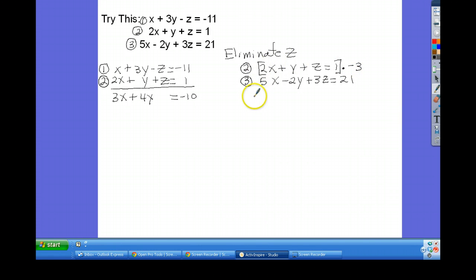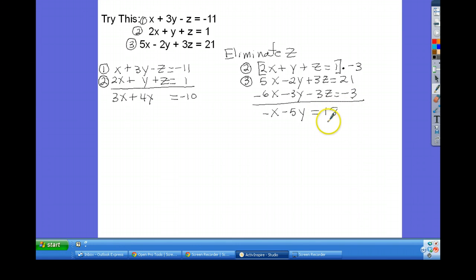Negative 3 times 2x, negative 6x. Negative 3 times positive y, negative 3y. Negative 3 times z, negative 3z. Negative 3 times 1 is negative 3. It's ready to add. And 5x and negative 6x is negative x. Negative 2y and negative 3y is negative 5y. The z's add out. And 3 off of 21 is going to be 18.